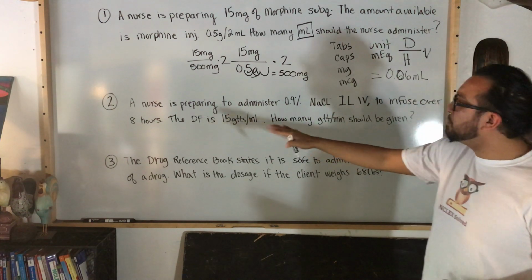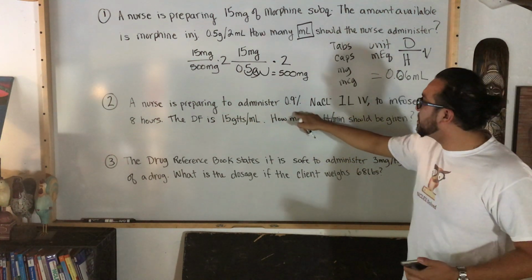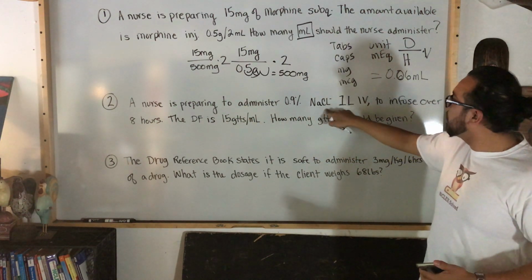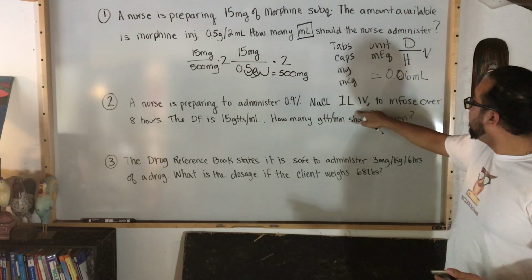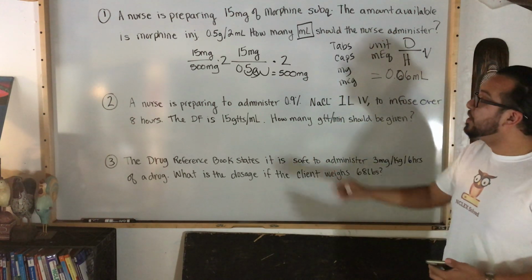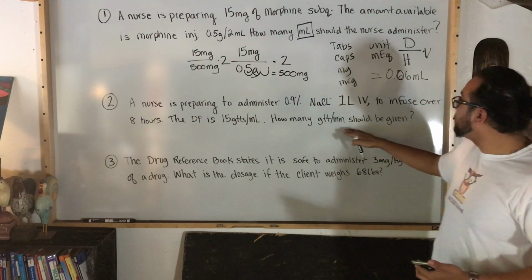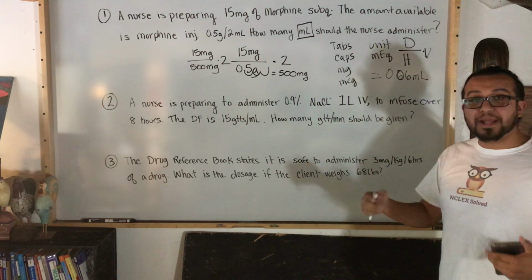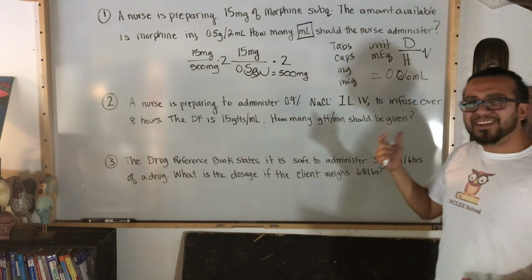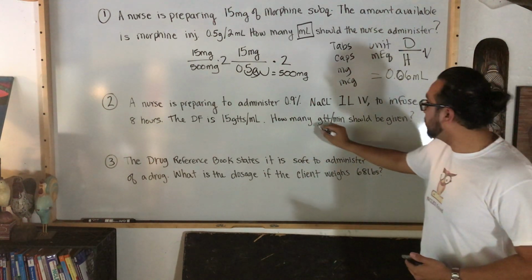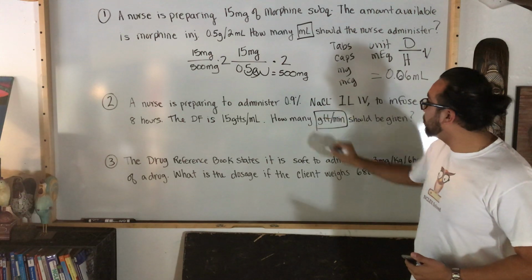Number 2 says, a nurse is preparing to administer 0.9% normal sodium chloride, 1 liter IV to infuse over 8 hours. The drip factor is 15 drops per mL. How many drops per minute should be given? Well, we go back to the basics again. You go back to what exactly it is asking you. And this is the question. How many drops per minute?